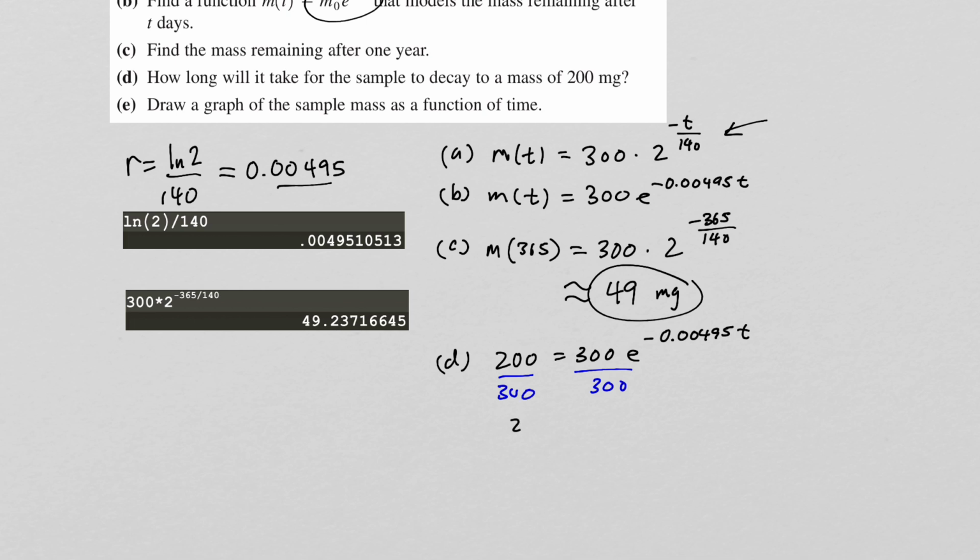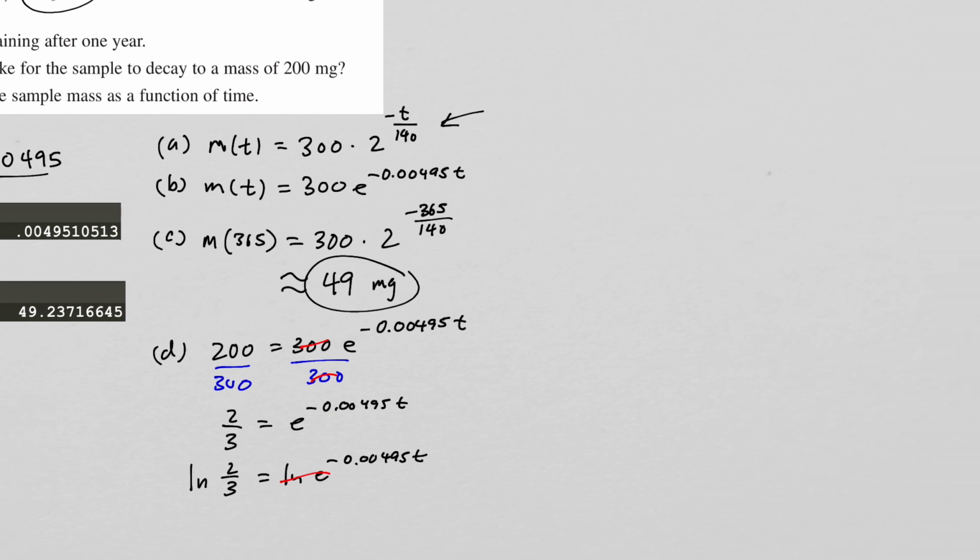On the left-hand side, we'll just have 2/3. And on the right-hand side, we'll have e to the power negative 0.00495 t. Let's take the natural log of both sides. This cancels out here. And we end up with the natural log of 2/3 is equal to negative 0.00495 times t. And then we divide both sides by this number.